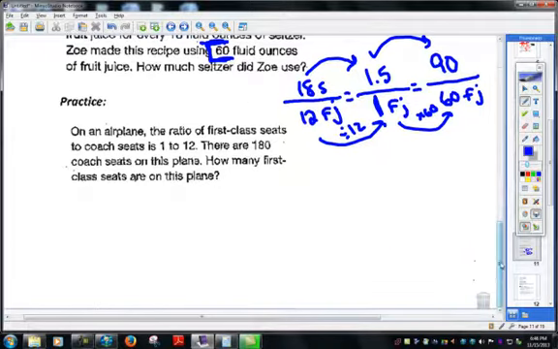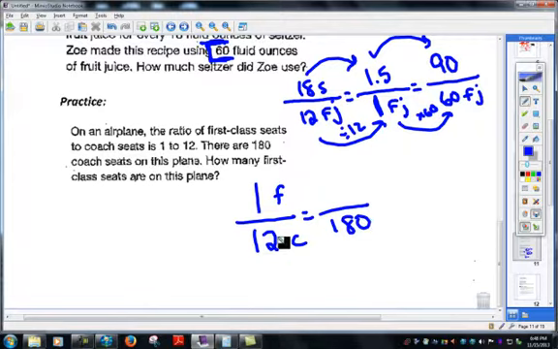Okay? On an airplane, the ratio of first class seats to coach seats is 1 to 12. So we got 1 first class to 12 coach. There are 180 coach seats on the plane. How many first class seats are there? So there are 180 coach seats.